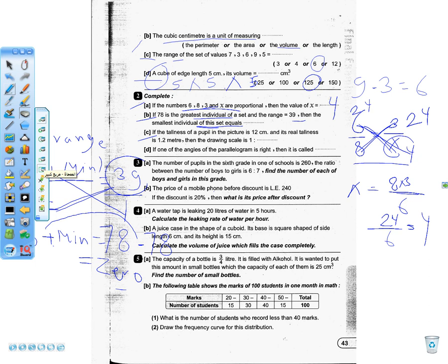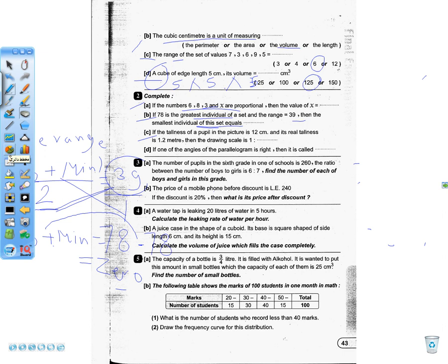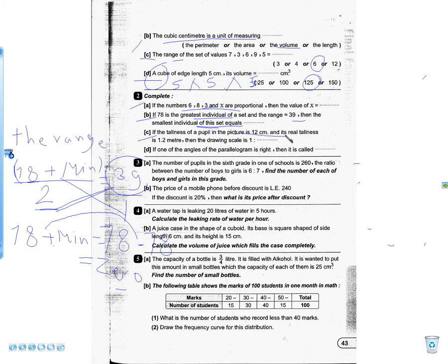If the tallness of a pupil in the picture is 12, and his real tallness is 1 meter. Here we have a drawing scale. We have two cases. In the first one we are given the drawing scale, so we make a cross. In the other one we are given the drawing length and the real length. In this case, we write them as a ratio.